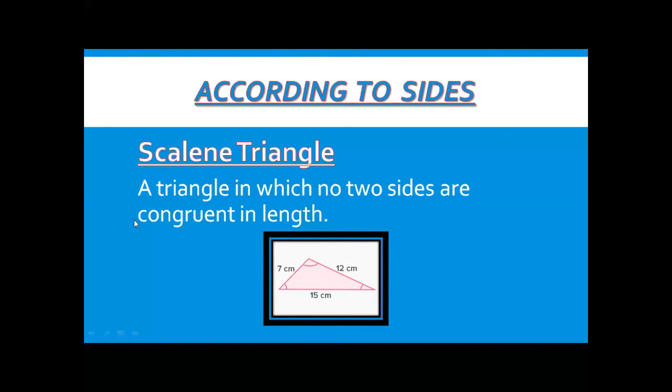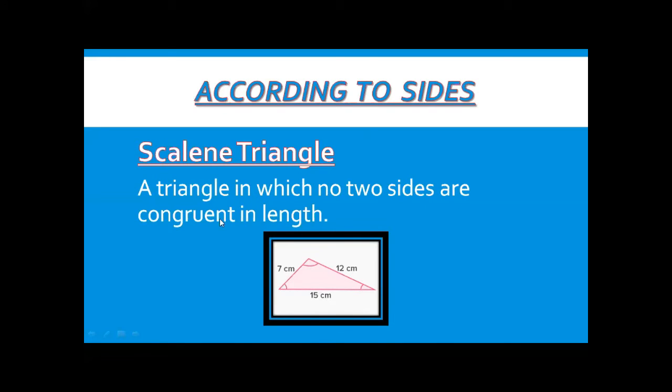Okay, here congruent means same. A triangle in which no two sides are same. Look at this one. No two sides are same. All three sides are different. So this type of triangle is called scalene triangle in which no two sides are same in length. These lengths are 7 centimeter, 12 centimeter, 15 centimeter. So all these lengths of the triangle are different, not same. So this is called scalene triangle.